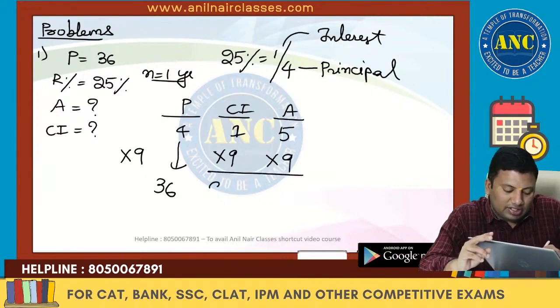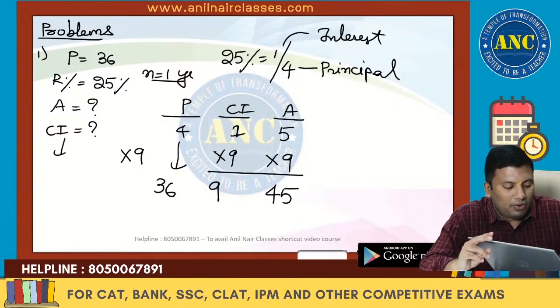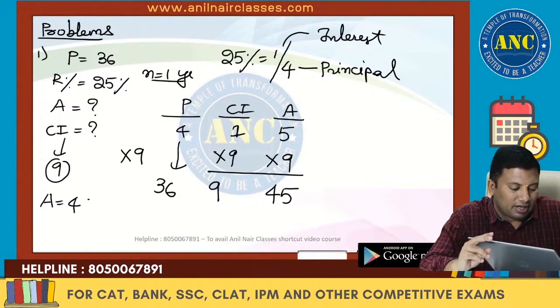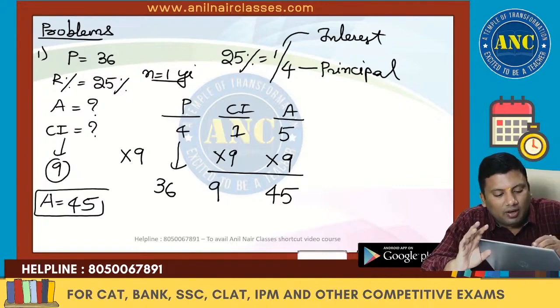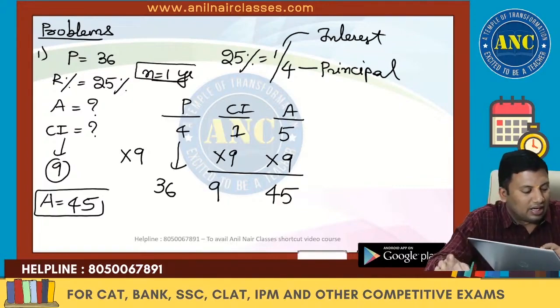Start with the foundation problem. 36, 9 and 45. Compound interest is nothing but 9. Amount is nothing but 45. I hope the idea is clear. We will start with n equivalent to 1 year.